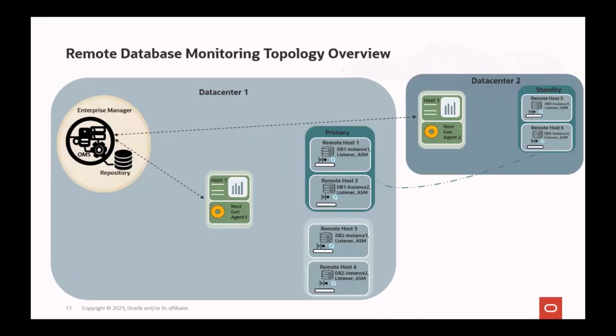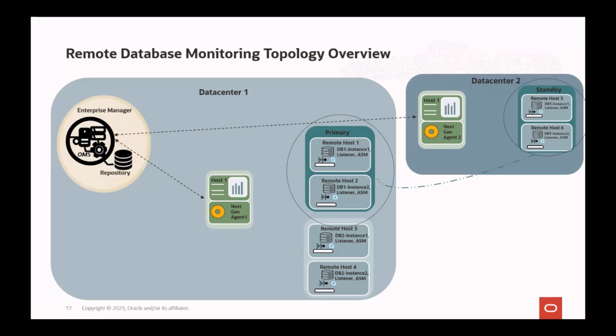Thank you, Sumesh. Before we get into details of discovering targets, let's get a big picture overview of the end state for remotely monitoring your database targets. Let's say you have these databases that you want to monitor in EM. Some part of your database fleet is in one data center, and the others are in a second data center. Furthermore, you can have a primary database and its ASM and listener targets in one data center, and its standby in a second data center.